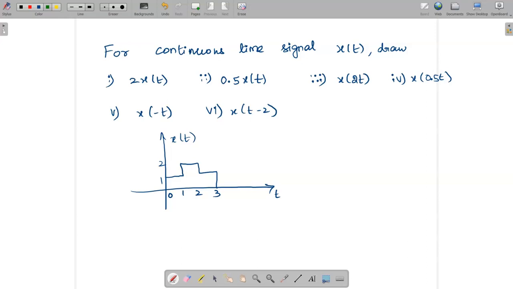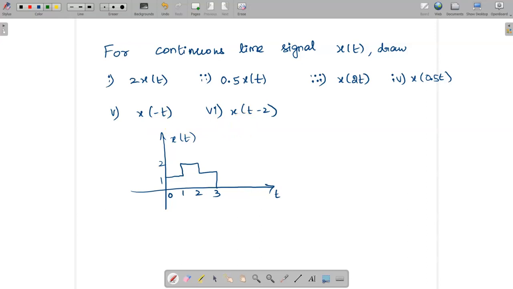We are going to draw the different signals for the given x of t. So x of t is a continuous time signal. Why? Because we have values for all values of t, from 0 to 1, all the decimal point values also have amplitude, hence it is a continuous time signal. For this signal we are going to find 2x of t, 0.5 x of t, x of 2t, x of 0.5 t, and x of minus t, as well as x of t minus 2.